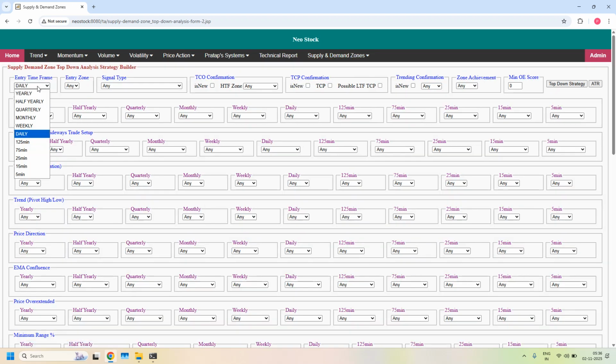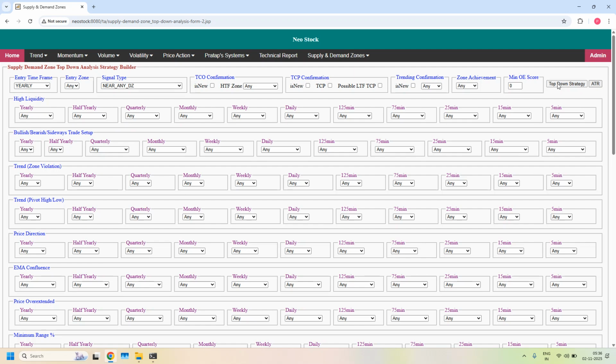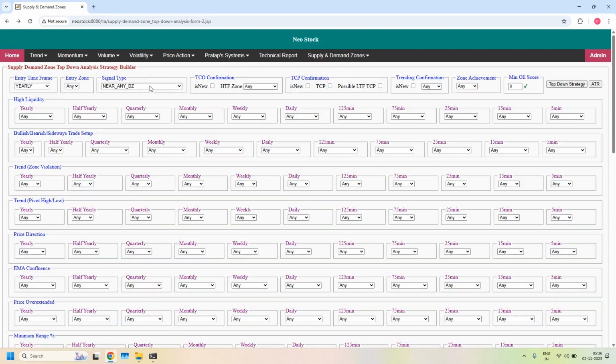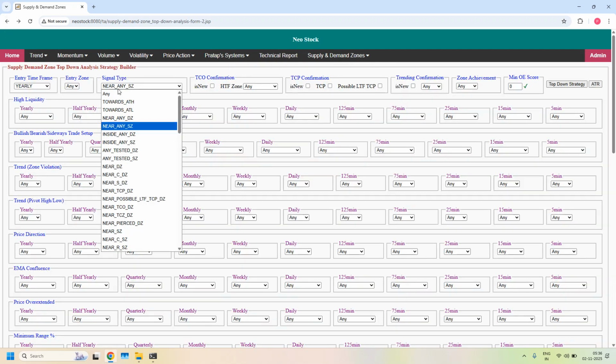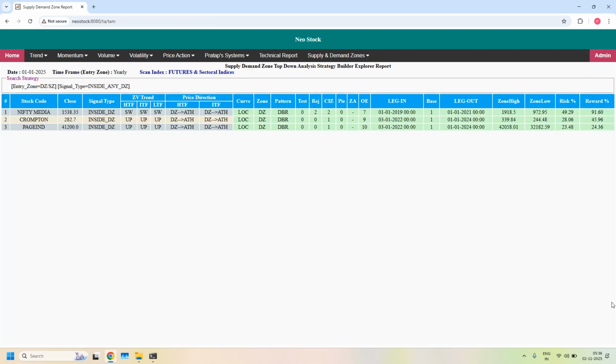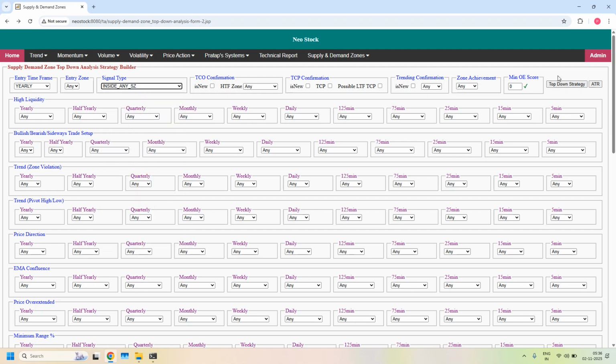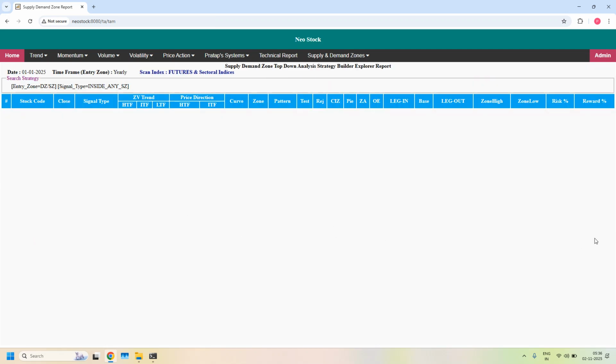Starting with yearly time frame, stocks near yearly demand zone, no stocks. Stocks near yearly supply zone, no stocks. Price closed inside the yearly demand zone, we got 3 stocks. Next, price closed inside the yearly supply zone, no stocks.